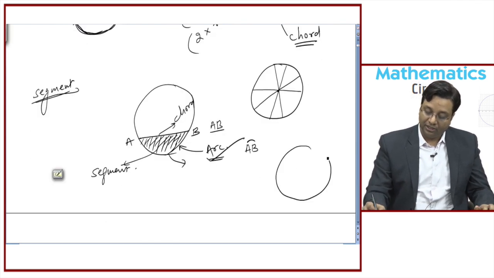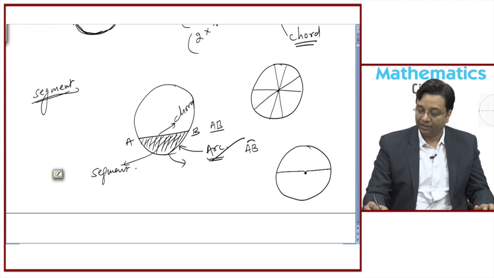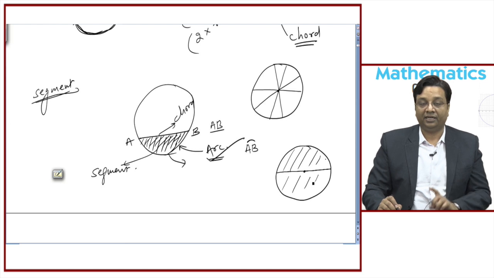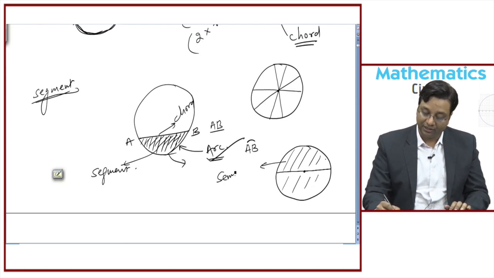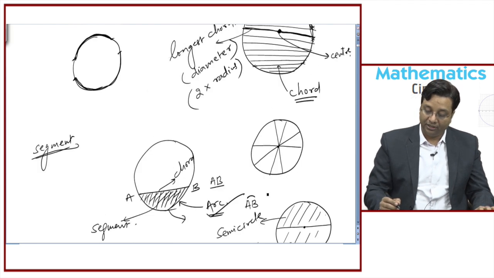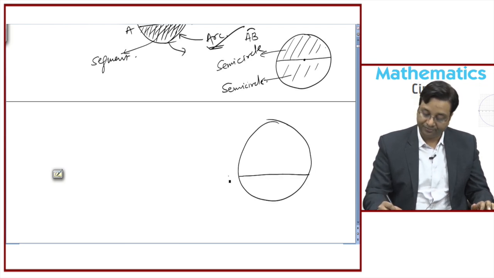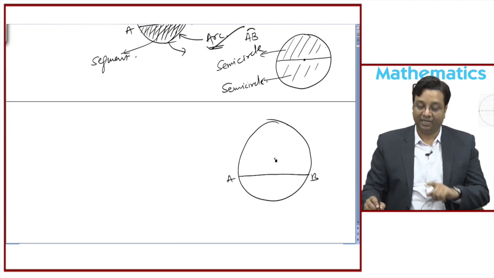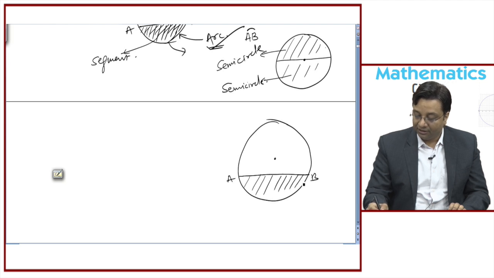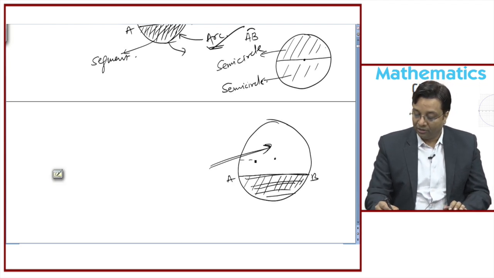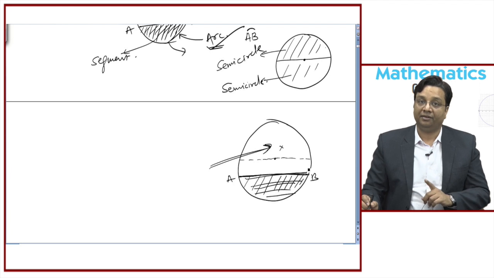Now I know the longest chord is the diameter. So if I draw a diameter, it divides a circle into two equal parts. Each part is known as semicircle, right? And if I take any other chord, it will be lesser than the diameter because diameter is the longest chord. So let us take another chord. Now this is lesser than the diameter. So this area is lesser than this area for obvious reasons, because if I draw a diameter, it divides a circle into two equal areas. Now I have taken a line AB which is lesser than the diameter, right?